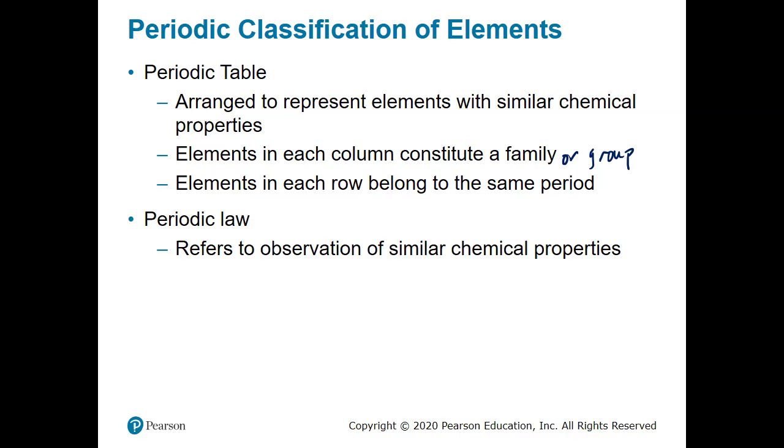The periodic table is governed by something called periodic law. Periodic law just basically establishes the idea of these families. It says that as we go from row to row to row, the elements in the same column constitute and have similar kinds of chemical properties.